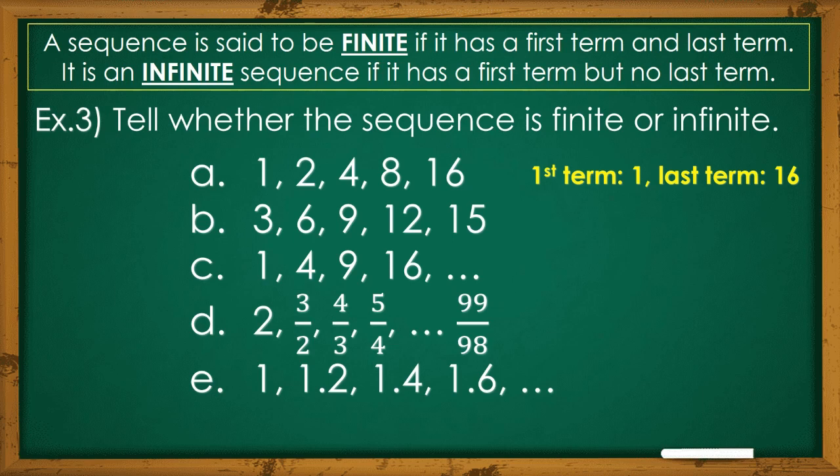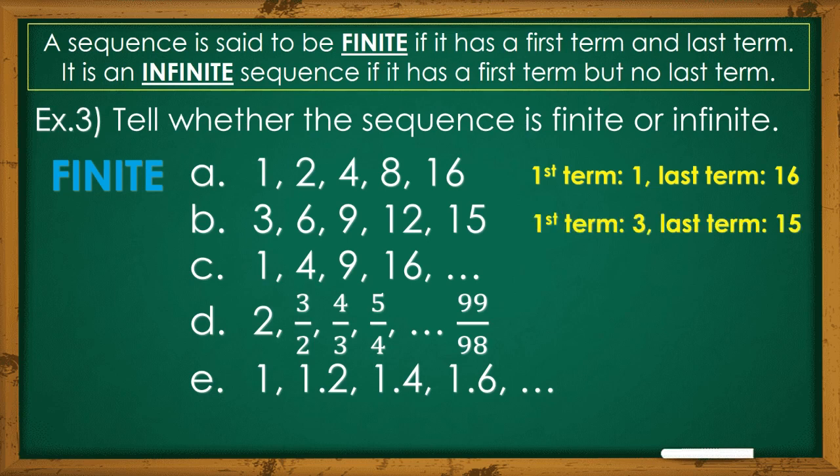May kita natin na may first term at last term yung example A. Ang first term niya ay 1 at ang last term niya ay 16. So alin sa dalawa yung may first and last term? Tama, finite sequence. How about letter B? May first term at may last term, 3 at 15. Kaya ang B ay isa ring finite sequence. Paano yung C?